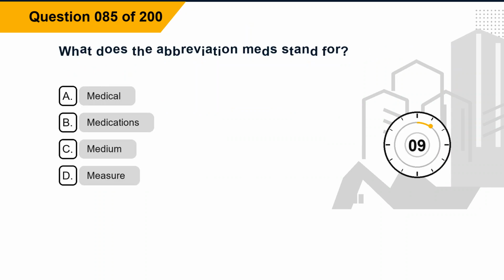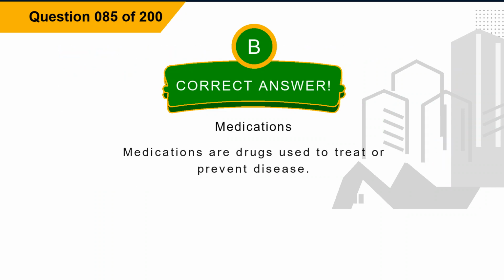Question 85. What does the abbreviation MED stand for? Option A, medical. Option B, medications. Option C, medium. Option D, measure. The correct answer is option B, medications. Explanation. Medications are drugs used to treat or prevent disease.